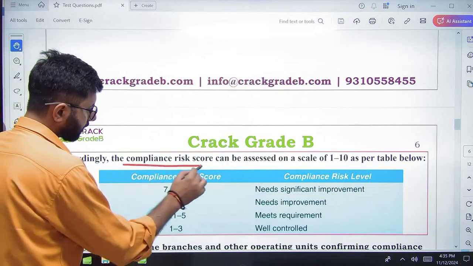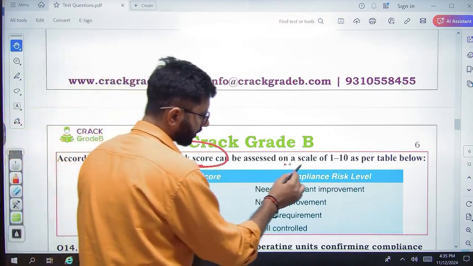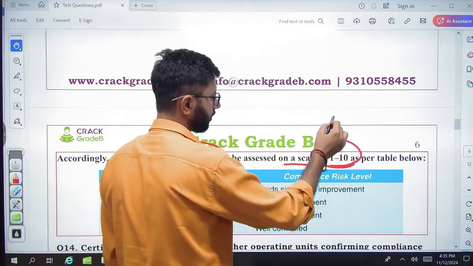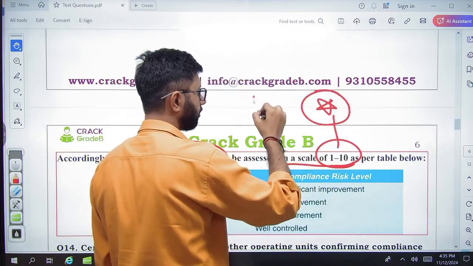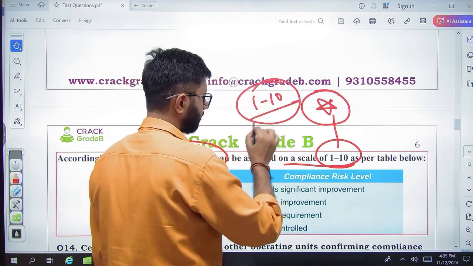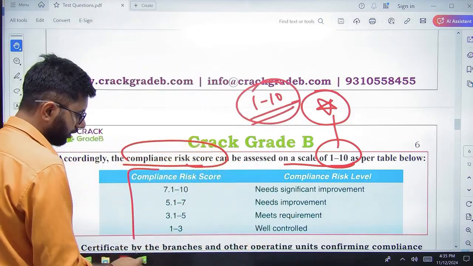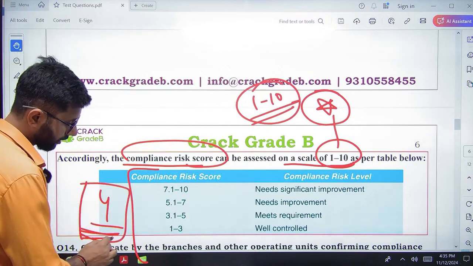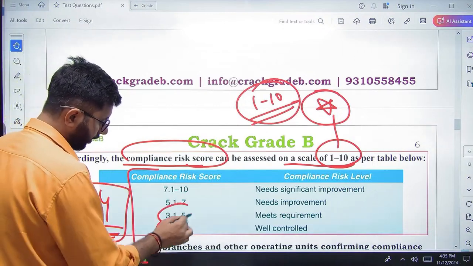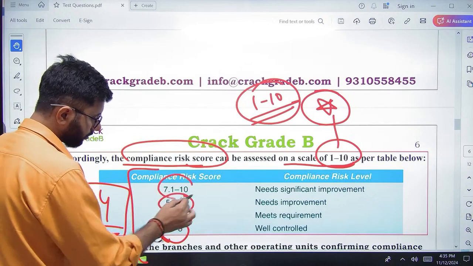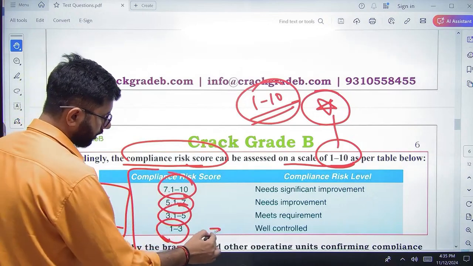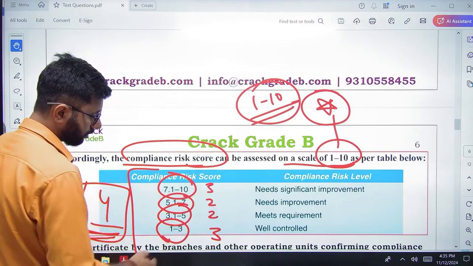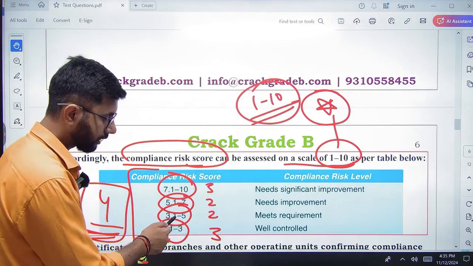So the compliance risk score can be assessed on a scale of 1 to 10. So first of all, you need to remember this scale 1 to 10. And then we also need to see the classification. 4 category classification is there. 1 to 3, 3.1 to 5, 5.1 to 7, 7.1 to 10. 3 का डिफरेंस 2, 2, 3. ठीक है, इस तरीके से डिफरेंस है.